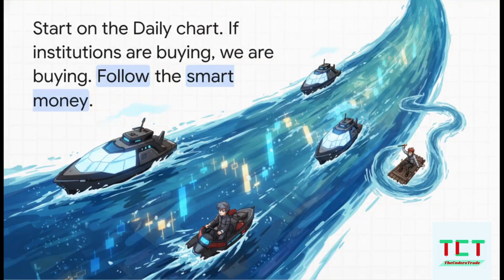Everything, and I mean everything, starts with pillar one, the macro trend. We're going to start on the daily chart because we want to see what the big institutions, the smart money, are doing. If they're clearly buying, then we are only looking for opportunities to buy. We never, ever fight the main current.